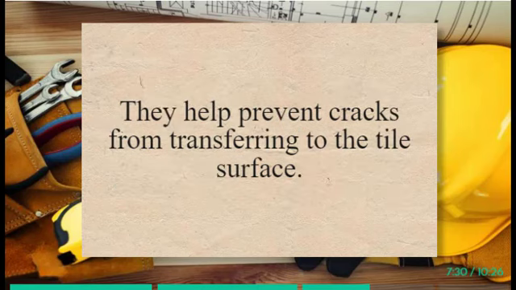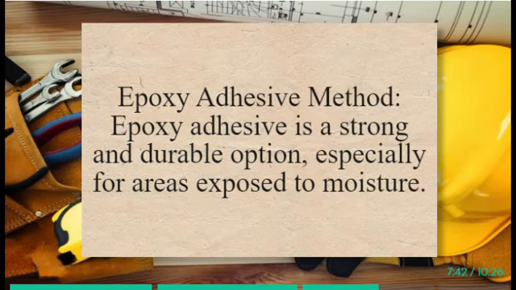Uncoupling membrane method. Uncoupling membranes are waterproof, flexible sheets that go between the subfloor and the tile. They help prevent cracks from transferring to the tile surface. This method is ideal for preventing movement-related cracks.